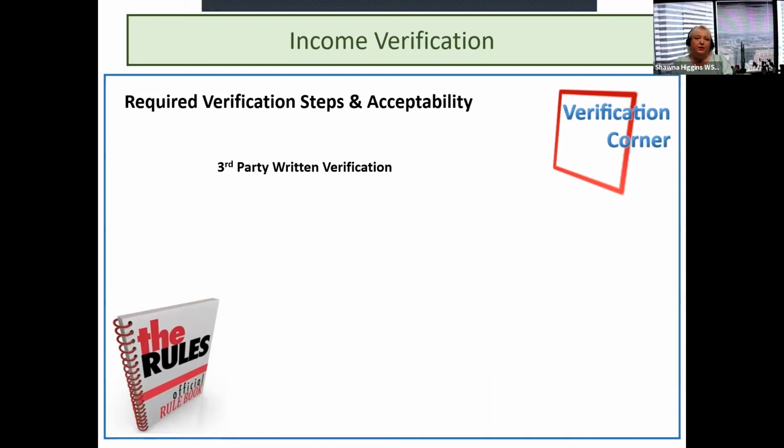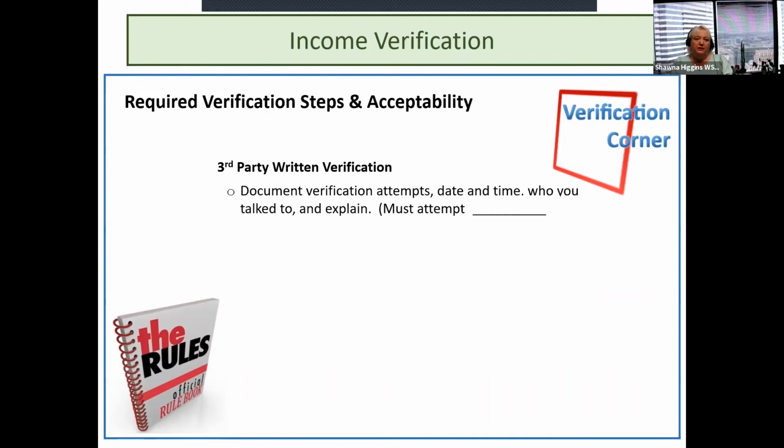Okay, so some of the required verification steps and accessibility. For third-party written verification, we want you to document verification attempts. On the employment verification form up in the right-hand corner, there are 3 different lines, and next to them it says first attempt, second attempt, and third attempt. Put the dates in there, and they must be attempted 3 times in a 2-week period.